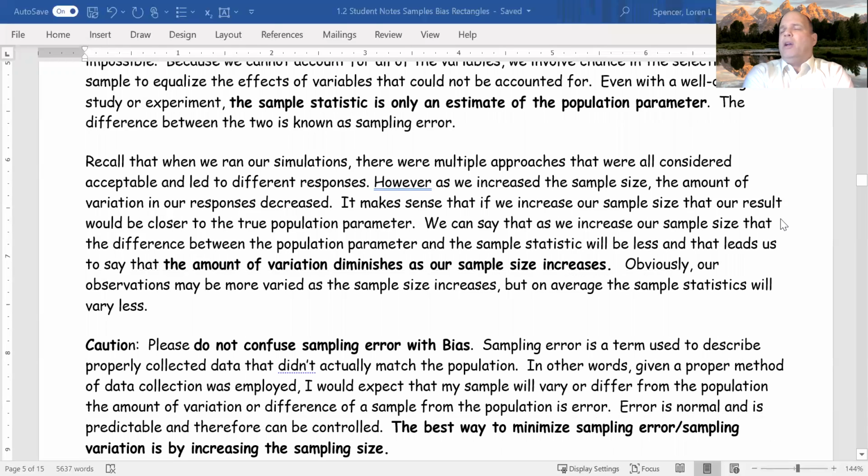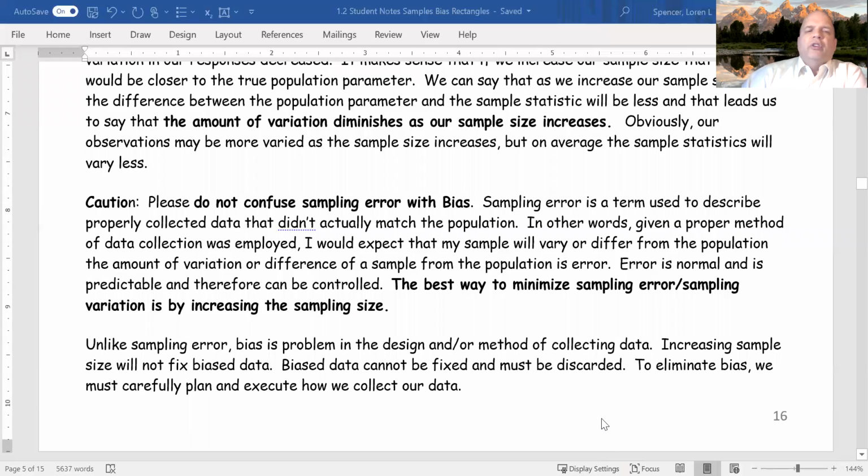If you remember, when we ran our simulations, those were completely random. But because there are multiple approaches and different ways to do it, we all got different answers. However, had we continued to increase the sample size so that we got to samples of size 50 or 80 or 100, the difference between each method would diminish, because all of them were correct methods. It's just we were working with small sample sizes. So once again, highlight this: the amount of variation diminishes as our sample size increases.